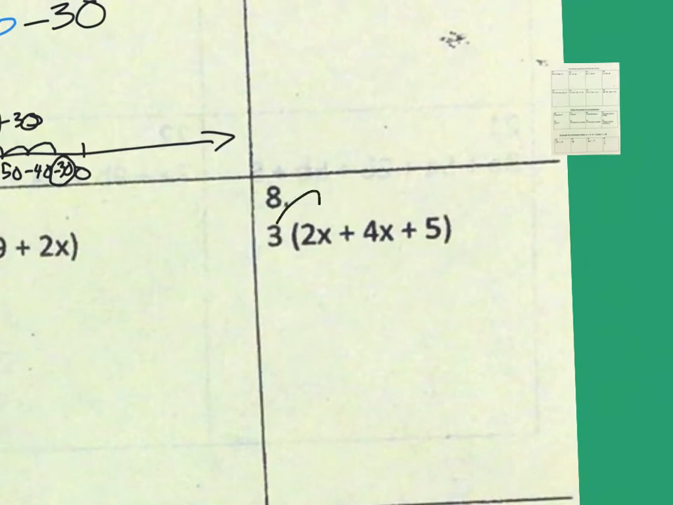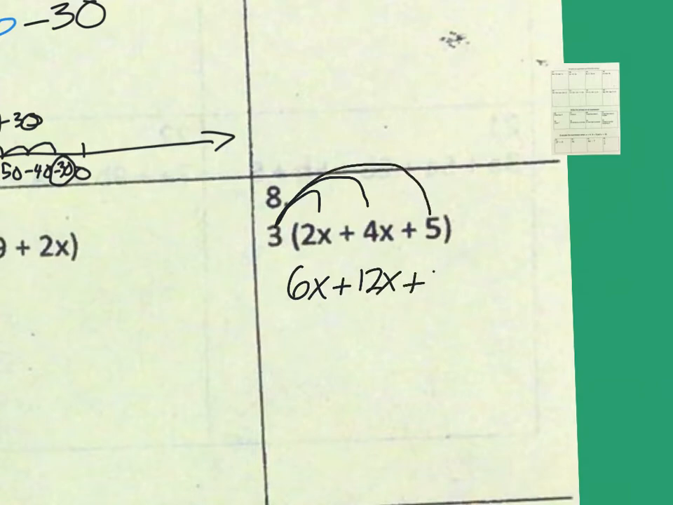So 3 times 2x is 6x. 3 times 4x is 12x. And 3 times 5 is 15. After I distribute, I need to ask myself, can anything go together? Does anything have the same last name? Yes, those 2 have the same last name. This does not have a last name, so it's the only one like it, so we're just going to leave that like that. Now we have to combine like terms.